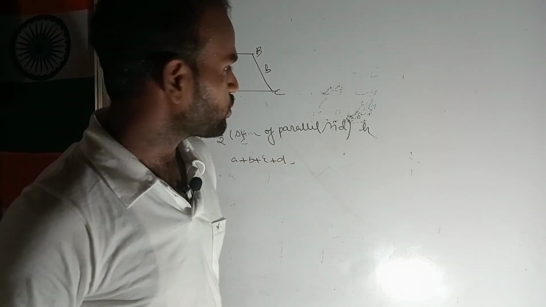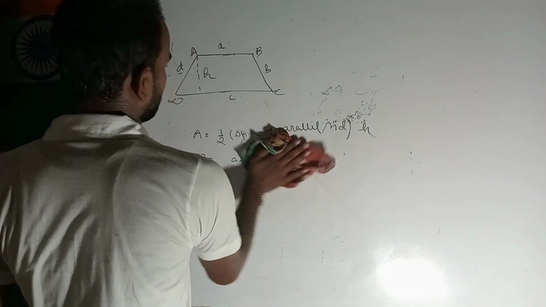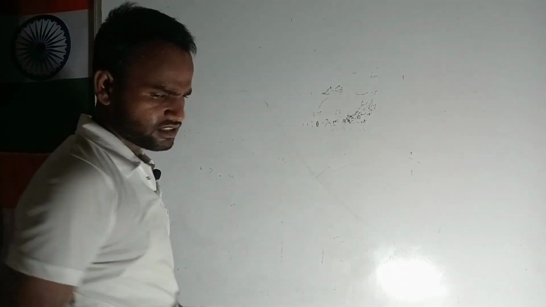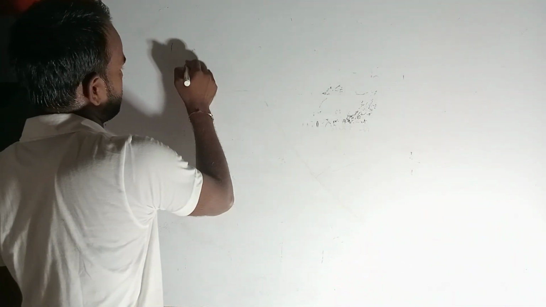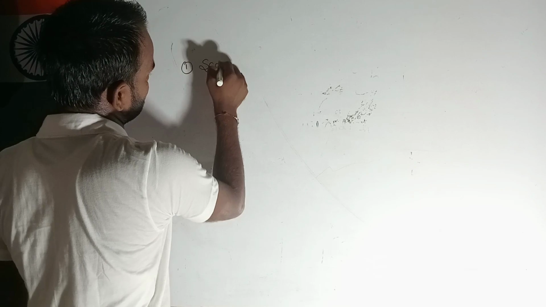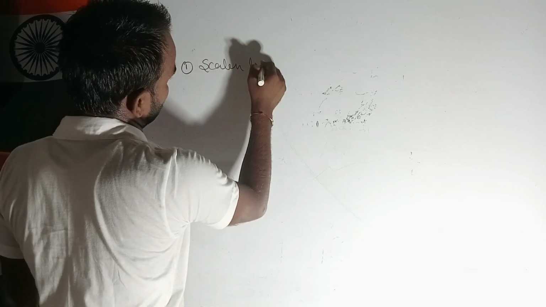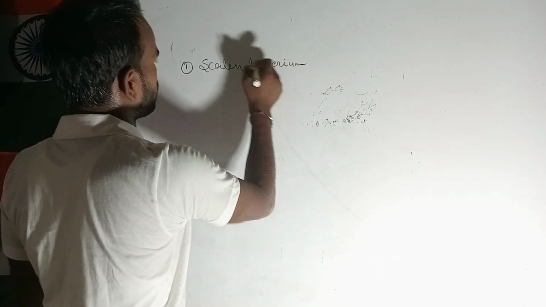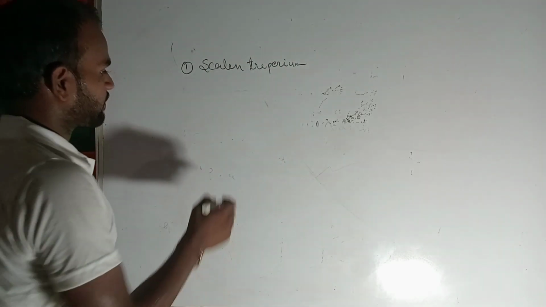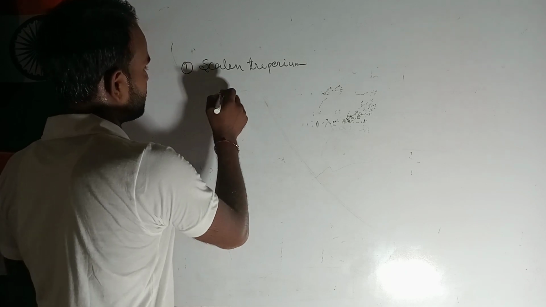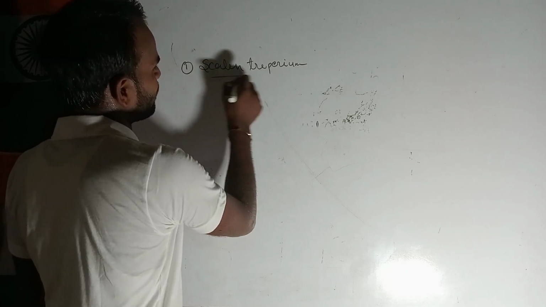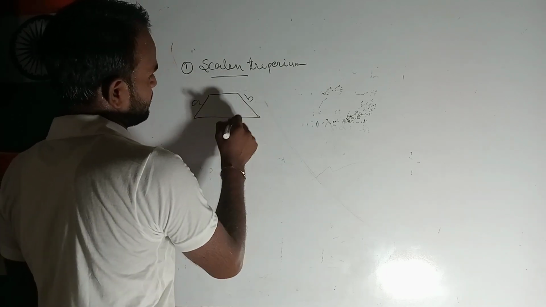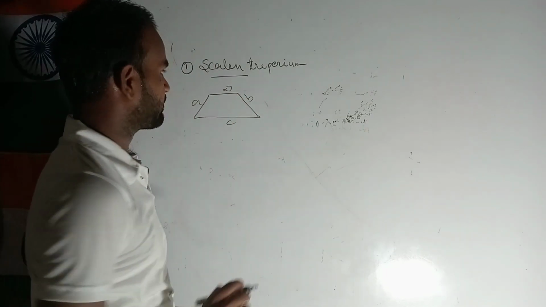So the question arising in your mind is, what are the types of trapezium? A trapezium has three types, in my mind, only three types are there. First, scalene trapezium. Scalene means irregular, all the sides are of different measure, A, B, C, D. It is the scalene trapezium.